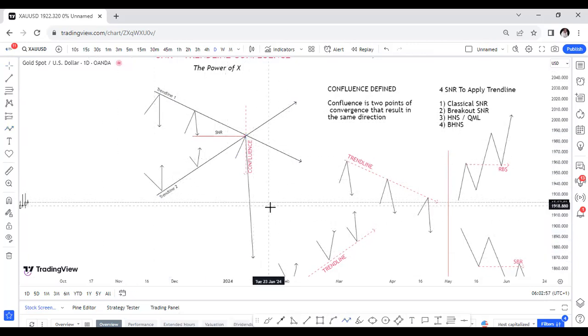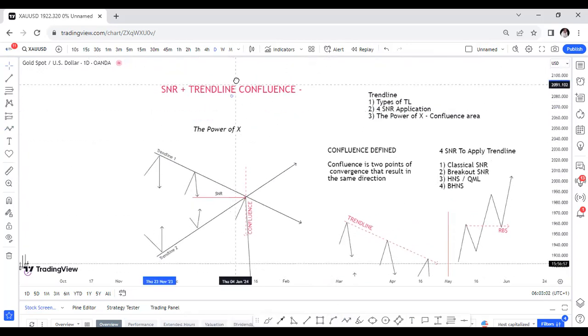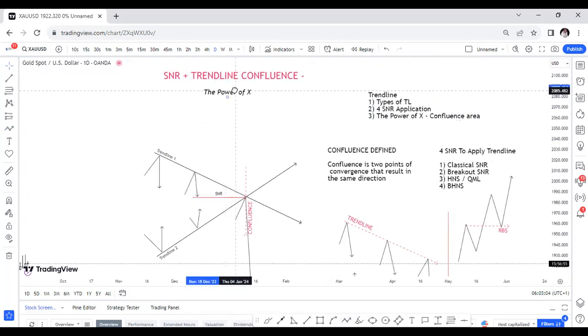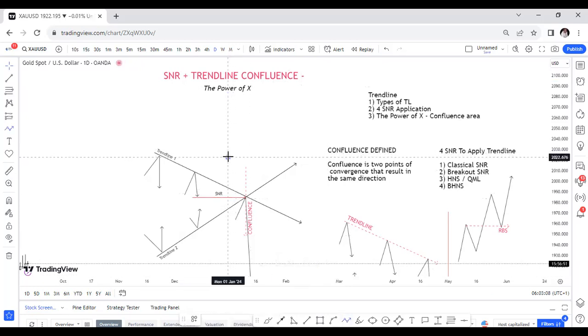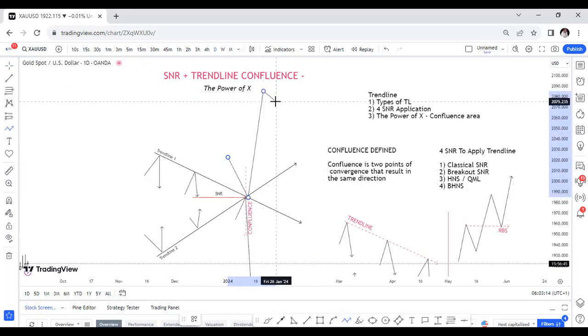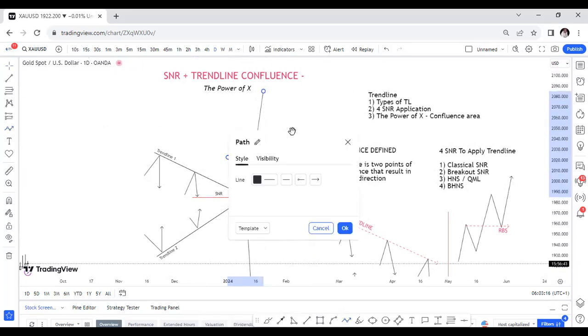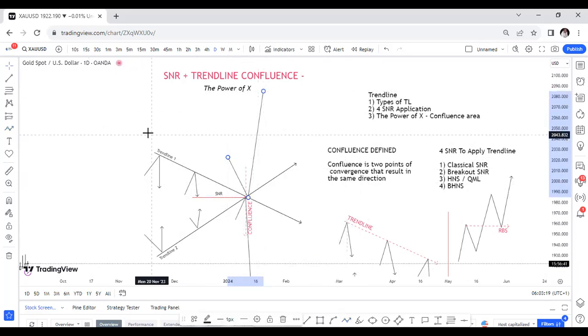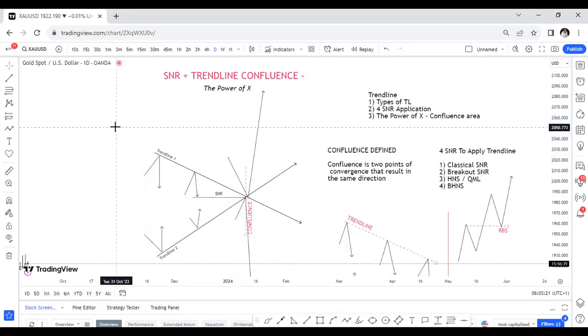It's going to be in a buy. That means if price comes back and hits the confluence area, you expect a strong buy there, a strong rally there. That is confluence.